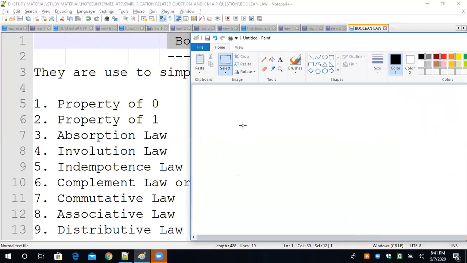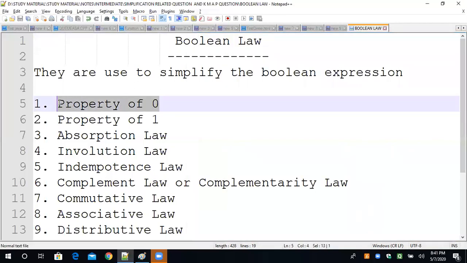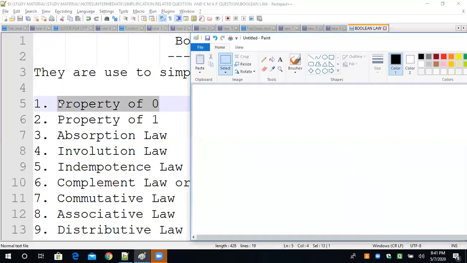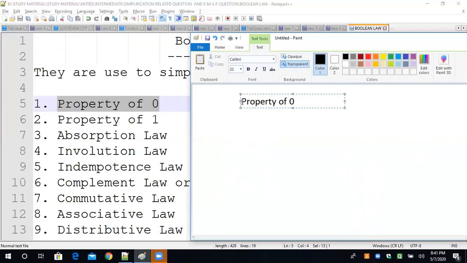I'm just copying my first law, and I'm going to demonstrate it. So this is the property of 0 I'm going to discuss. So what is the property of 0?